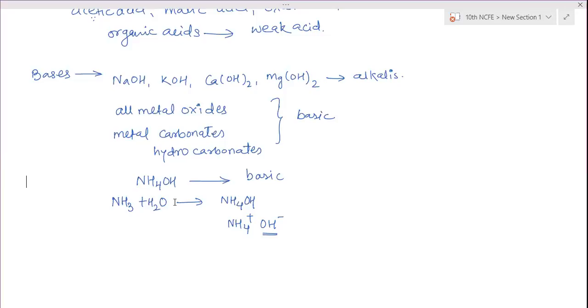CO2, when dissolved in water, reacts with the water to form carbonic acid, which then dissociates to form H plus ions. So due to the formation of H plus ions, it is acidic in nature.